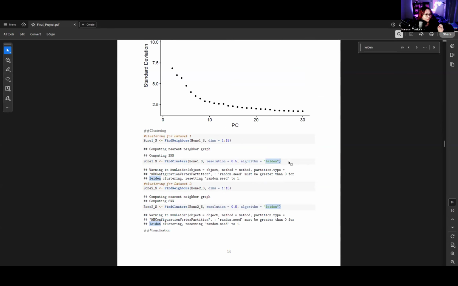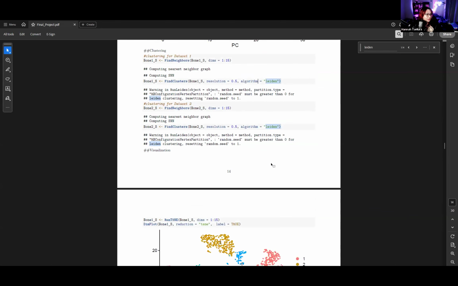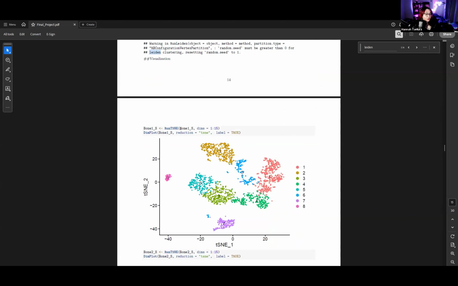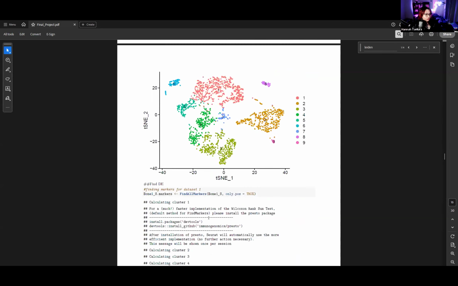But the main thing that I did differently from a lot of my peers is I actually used Leiden clusters instead of Louvain, just because I prefer Leiden. I think I've had more luck with its stability, but that might just be me. And then I also used t-SNE instead of UMAP because again, I prefer t-SNE to UMAP personally. Yeah, so this is for bone dataset 1, bone dataset 2.